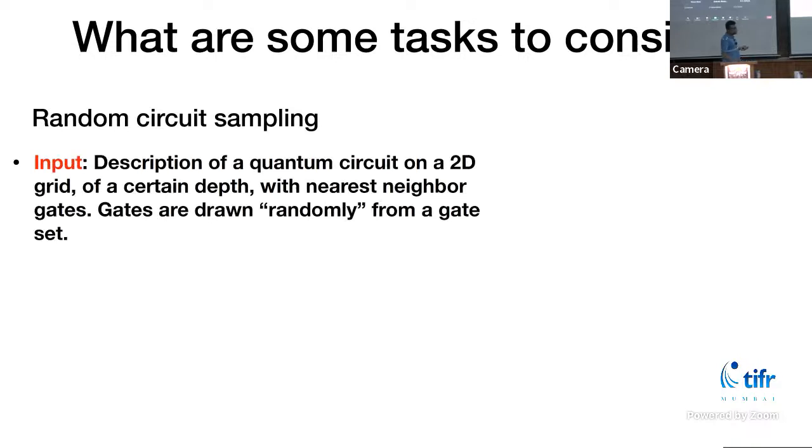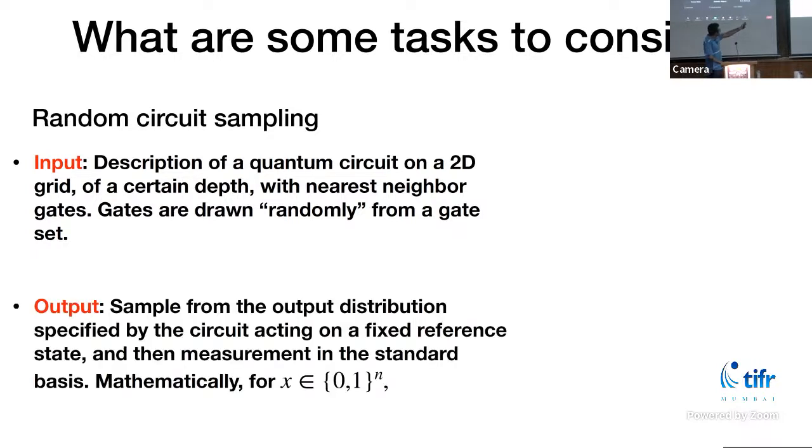Concretely, what is this? The input to the problem is the description of a quantum circuit on a 2D lattice. It has a certain depth, and the gates are all nearest neighbor gates, depending on the location of the lattice points. And all these gates are drawn randomly from a gate set. Ideally, they would be drawn Haar randomly, but companies have finite sized gate sets, and they draw randomly from there. And the output, what we want essentially, is to sample from the distribution that's specified by this circuit and measurement in the standard basis.